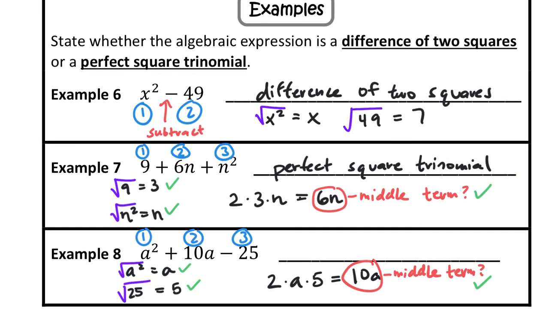Do we have that in example 8? Yeah, I have a plus in the middle and a minus in the end. So I'm going to put not a special factor.